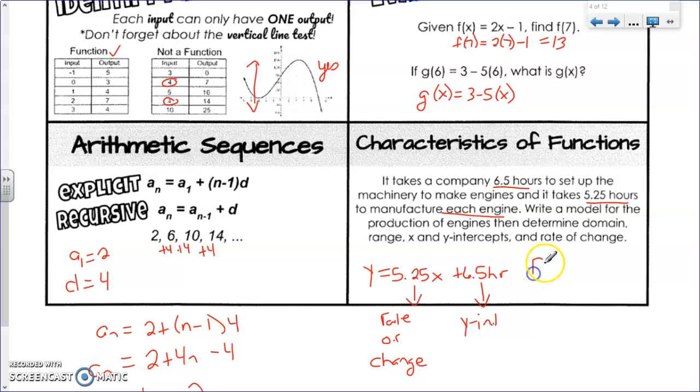Okay, so this is a linear function. So we know our domain is all real numbers, so negative infinity to infinity. And then our range is also all real numbers for a linear function, because every input of x would give out an output of y, so all real numbers.